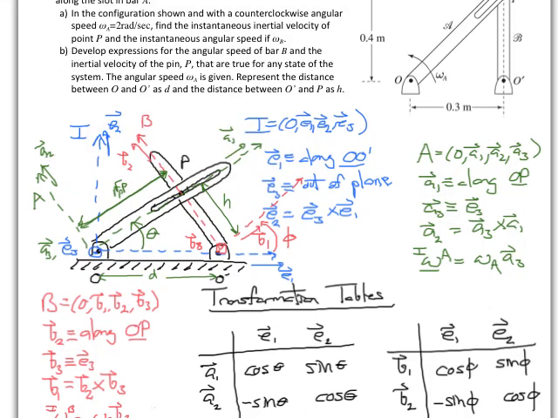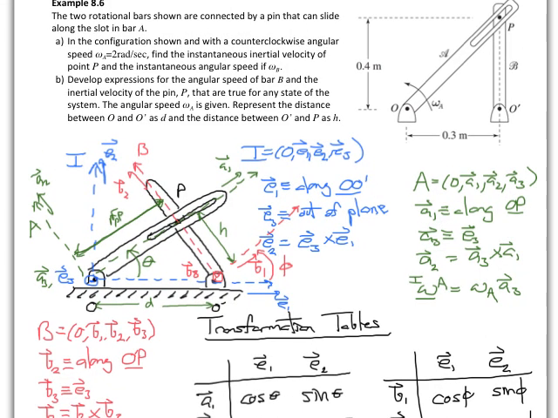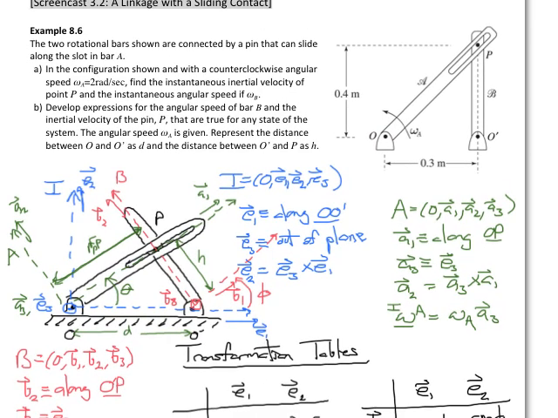We're going to perform the same velocity analysis that we did on this same linkage with the sliding contact. However, we're going to take a different tack this time because we're going to develop the expressions for the angular speed of bar B and the inertial velocity of the pin point P for any state of the system. So this is going to be a general approach, and essentially we're not assuming that bar O prime P is vertical or that O to P is at the angle that has a horizontal distance 0.3 and a vertical distance of 0.4.